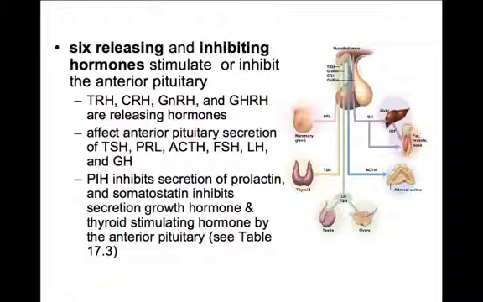There are two other hormones. They are prolactin inhibiting hormone, or PIH, as well as somatostatin. Both of these are inhibiting hormones. So they inhibit secretion of growth hormone and thyroid stimulating hormone by the anterior pituitary. So PIH and somatostatin are the only release inhibiting hormones.